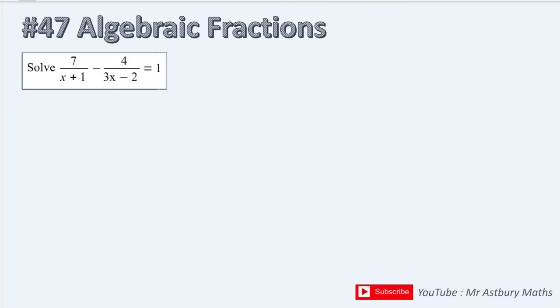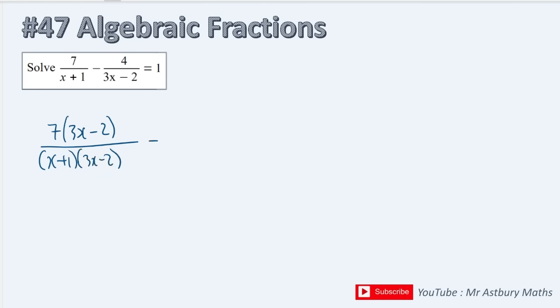Okay, we might also be asked to work out adding or subtracting algebraic fractions, and also when they're equal to something, we have to solve. Now, when we're adding or subtracting, we need to find a common denominator. So I'm going to times the left fraction here, top and bottom, by the denominator of the right. That's going to give me 7(3x minus 2) all over (x plus 1)(3x minus 2).